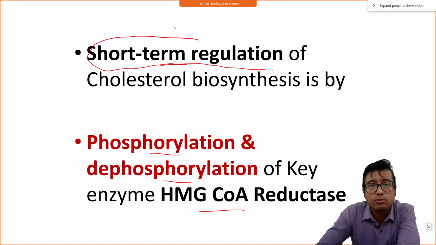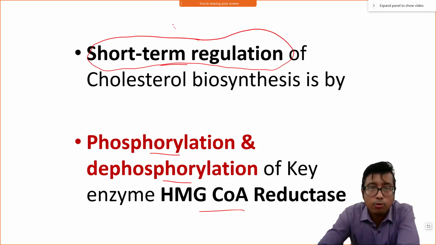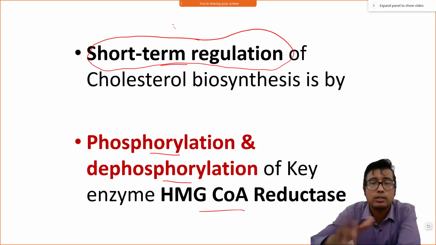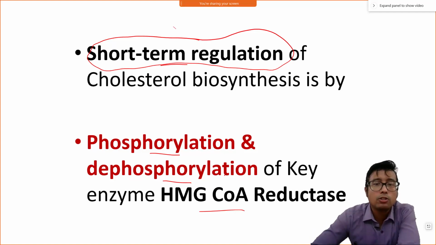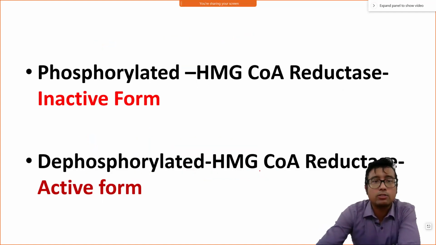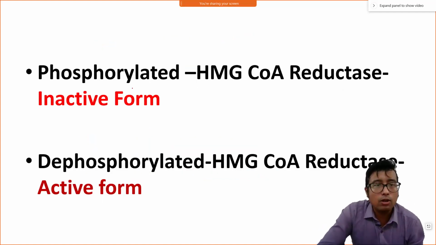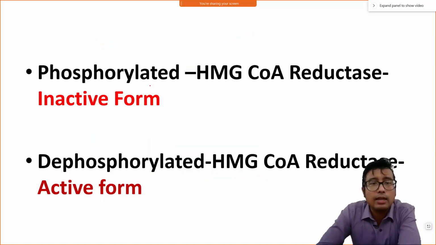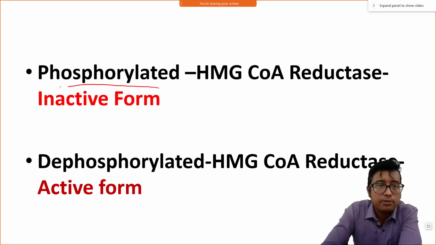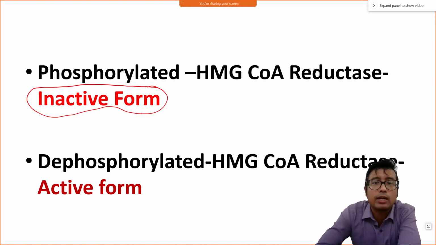If you are a PG student, then you need to know this: covalent modification regulates in the short term. In the long term, covalent modification gets reversed. Leave it. So this is the key enzyme HMG CoA reductase. So what will happen? You already told, the phosphorylated form is the inactive form. Absolutely right. And the dephosphorylated form is the active form.